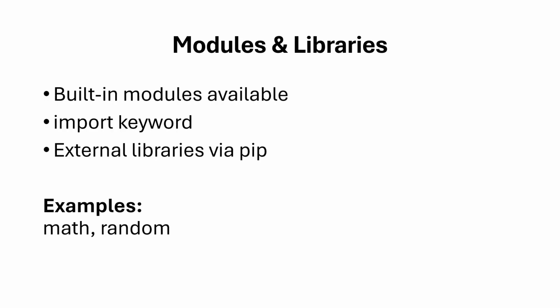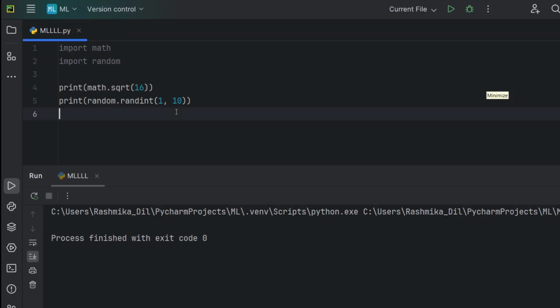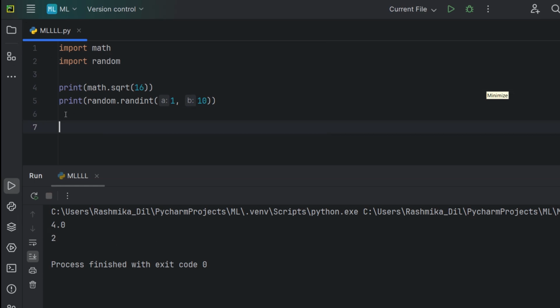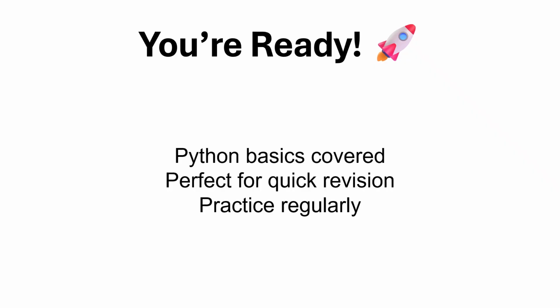One of Python's biggest strengths is its libraries. A module is a file that contains reusable code. Python already comes with many built-in modules. We use the import keyword to access modules. The math module provides mathematical functions. The random module is used to generate random values. To install external libraries, we use pip, Python's package manager.